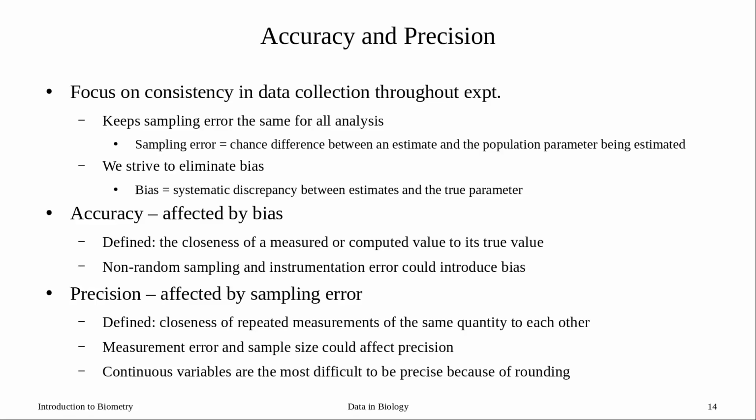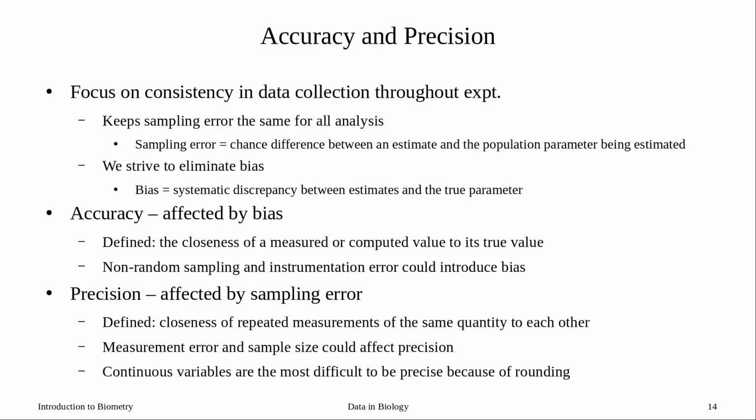For the researcher, you can have bias if you were going out to collect and you only collected in specific areas. You're not having a random sample. You are biasing your numbers toward data points that came from those specific areas. So we always try to eliminate both sampling error and bias. Now, what effect do both of these have? They're going to affect accuracy and precision.